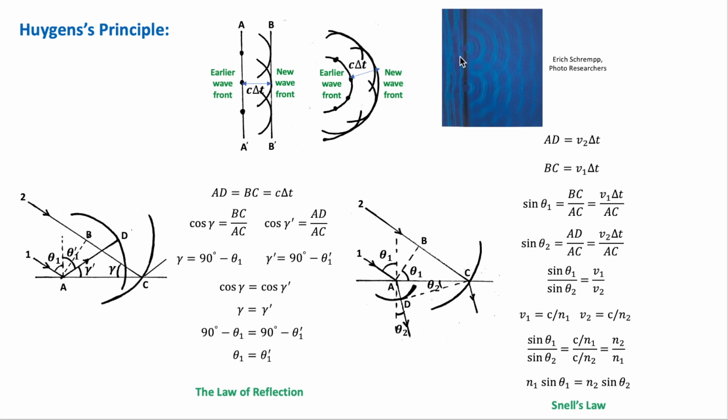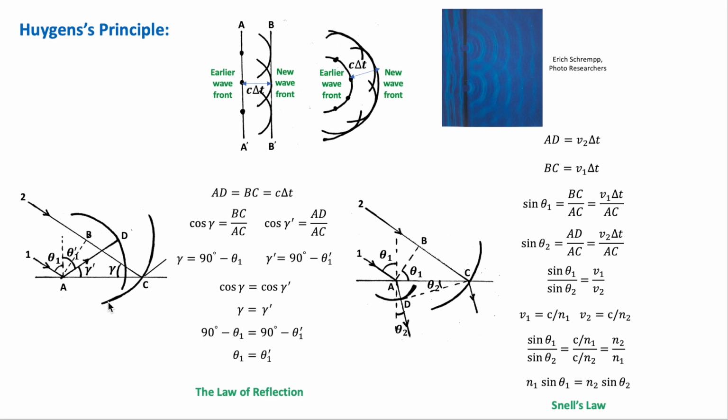So this is an example of diffraction, and we will discuss this in the next video. You can also see that the two sources of circular waves interfere with each other, and we will discuss interference in the next video. We will now derive the laws of reflection and refraction using Huygens' principle.